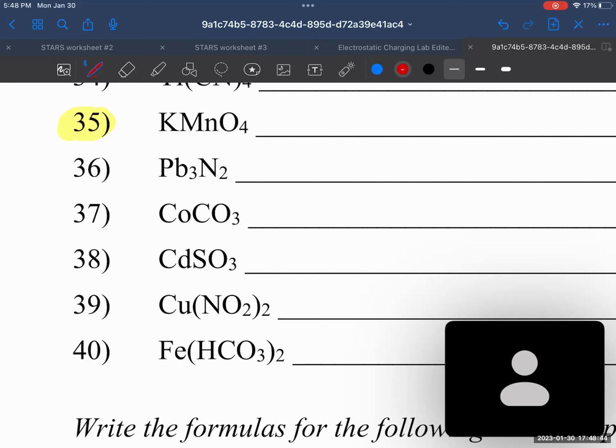Somebody's jumping it already. Potassium permanganate. KMnO4. Manganate. All right. Is that the correct name for this compound? Type Y if you agree, L if you don't, and N if you're neutral. And N means you don't care.